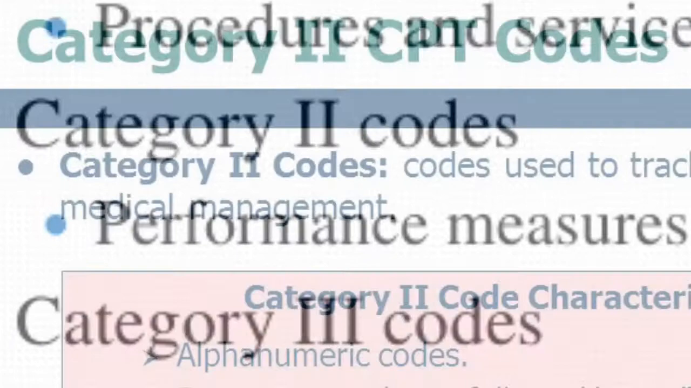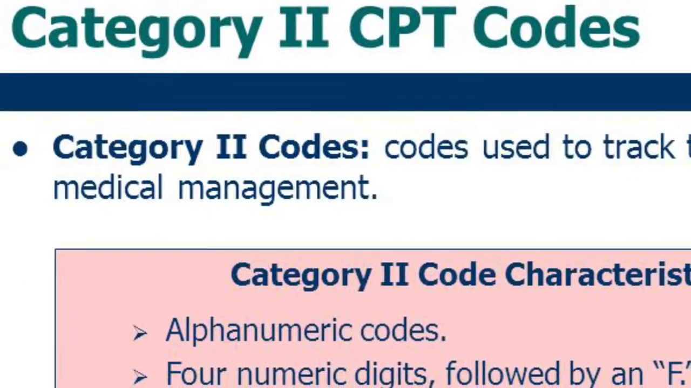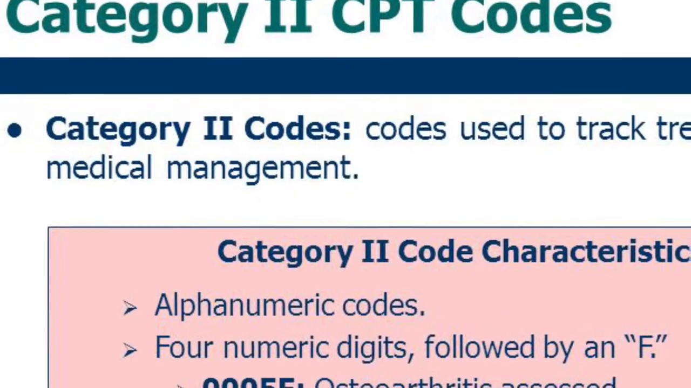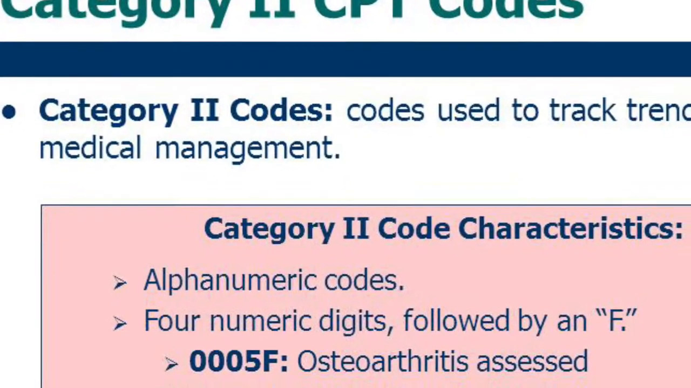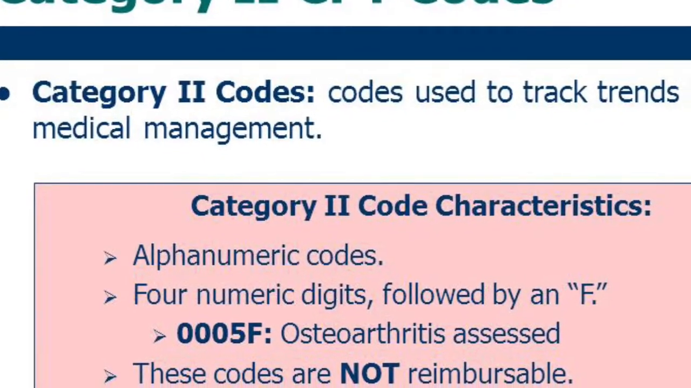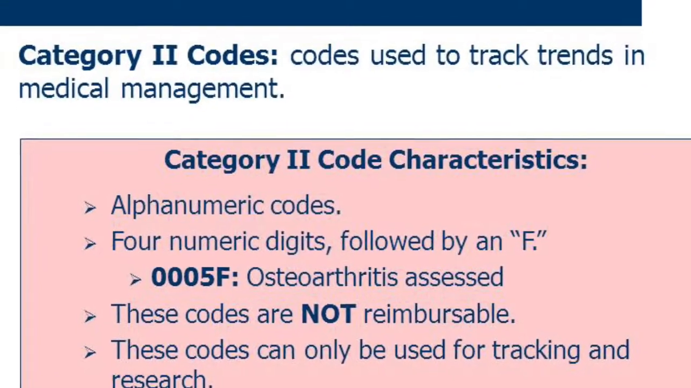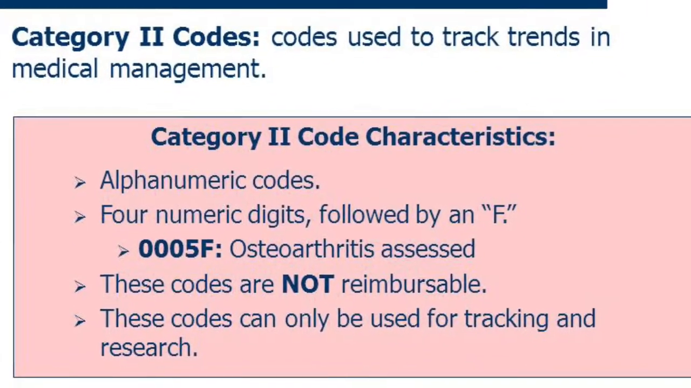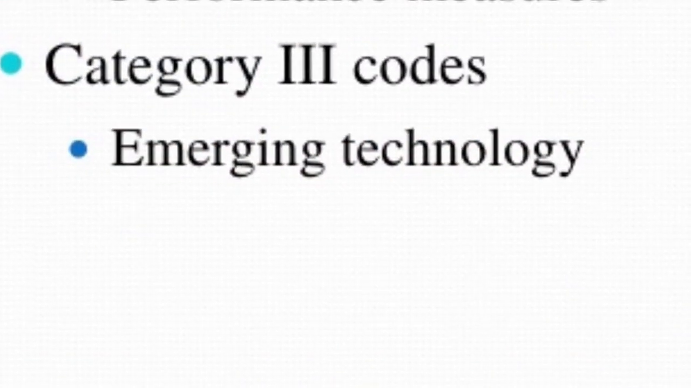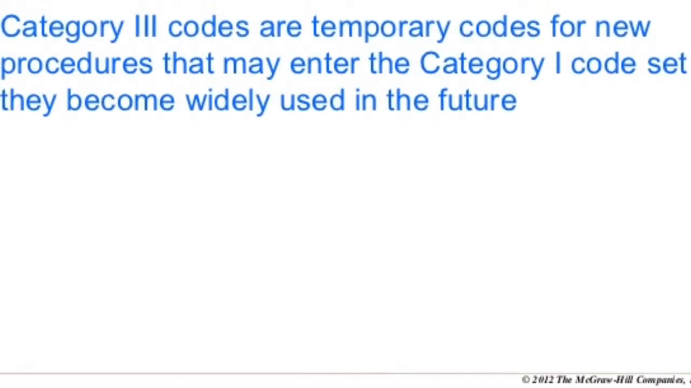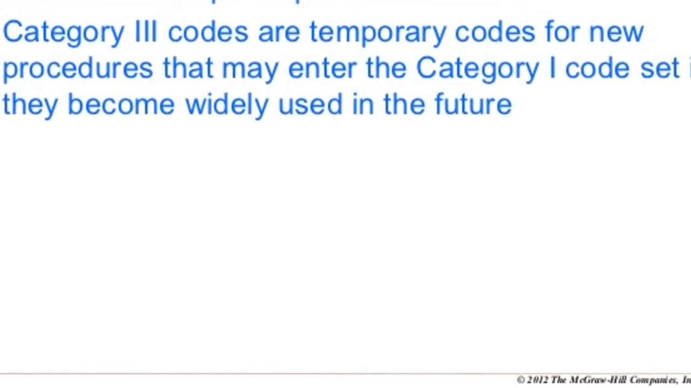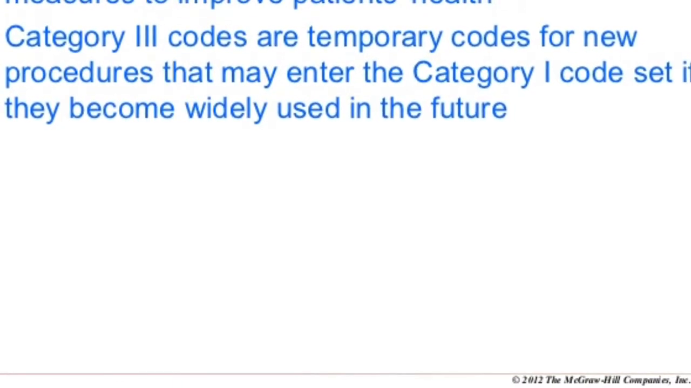Category 2 codes are a specific set of codes used for performance measurement. They are included in the CPT manual to help decrease the need for record requests and chart reviews. These codes make it easier for organizations in the medical industry to track performance. Category 3 are temporary codes, and they're used to describe emerging and experimental technologies, services, and procedures.